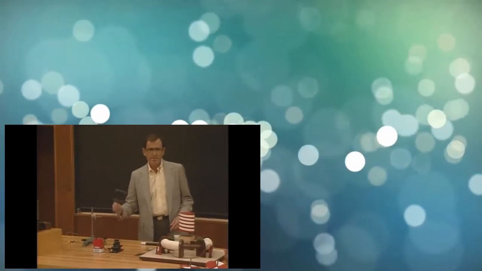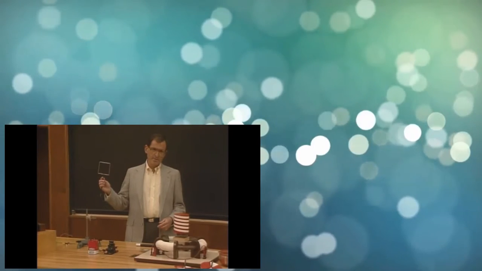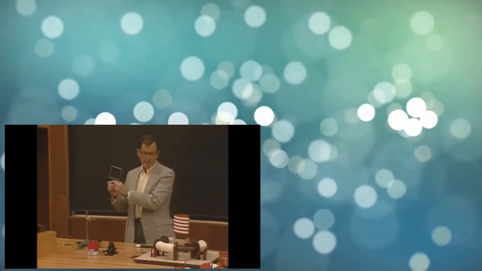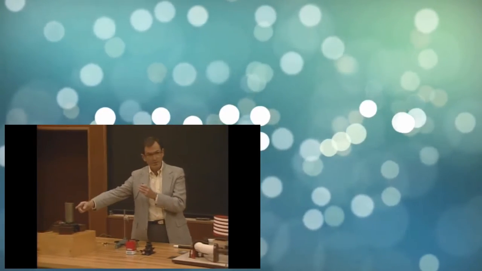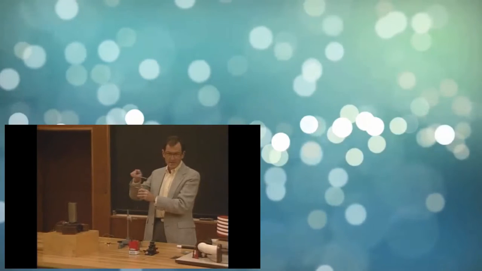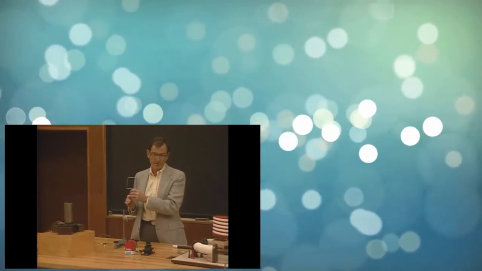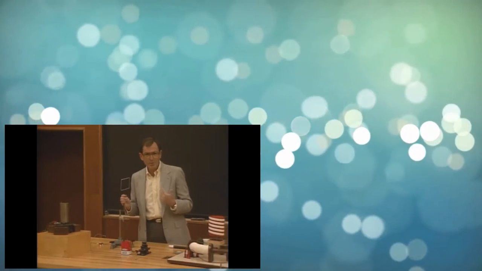Here I have a simple loop of wire. My job is to make an electric current run around in this loop. The loop is connected to a galvanometer whose output is that point of light on the screen. So if I succeed in making the current run through the loop, that light will move back and forth on the screen. How am I going to make it work?